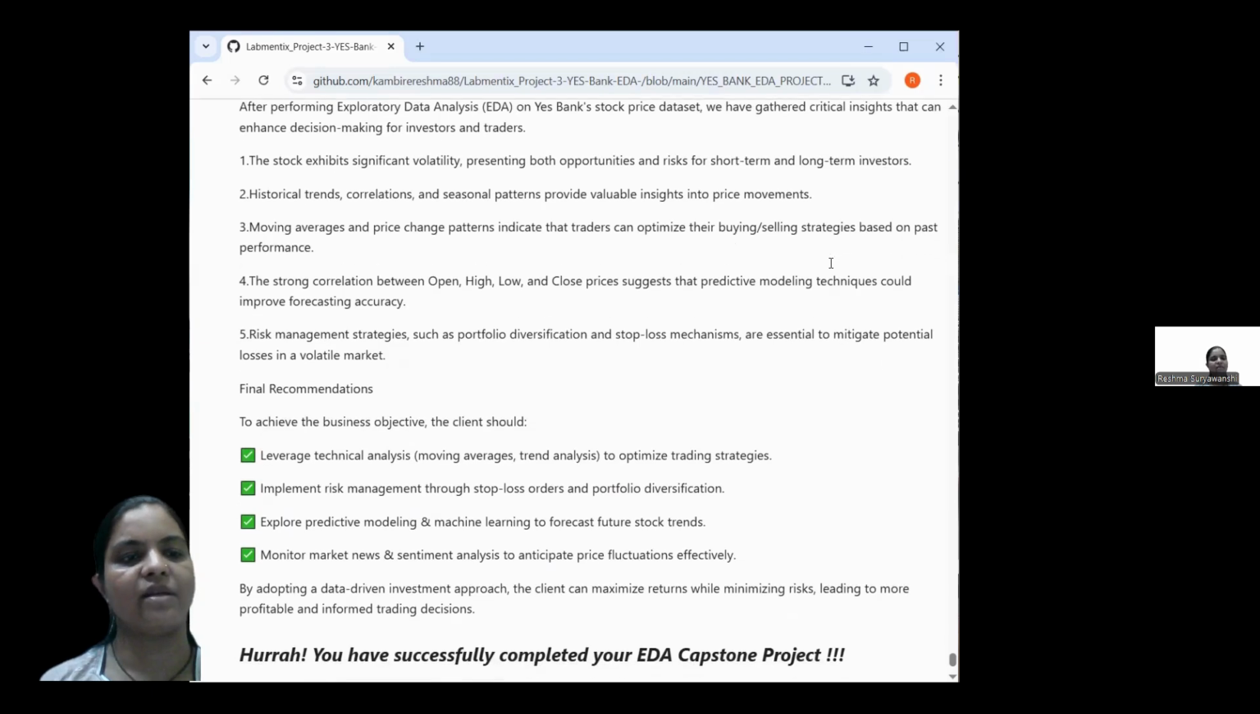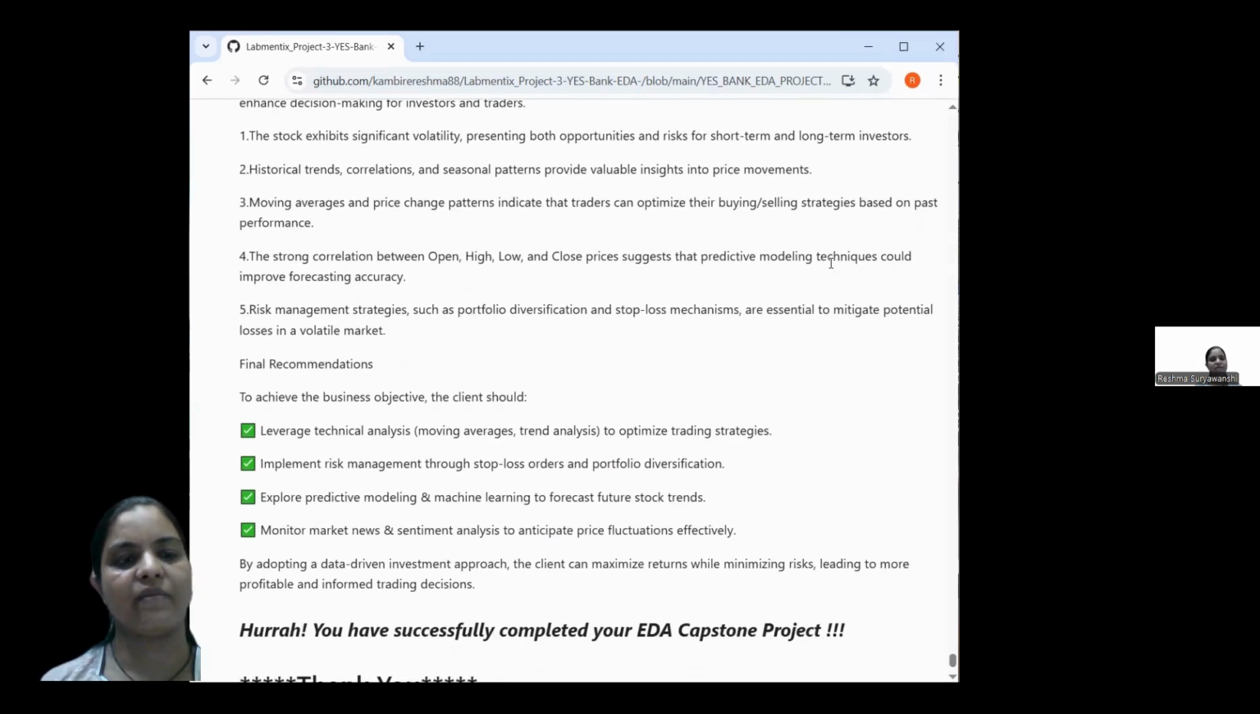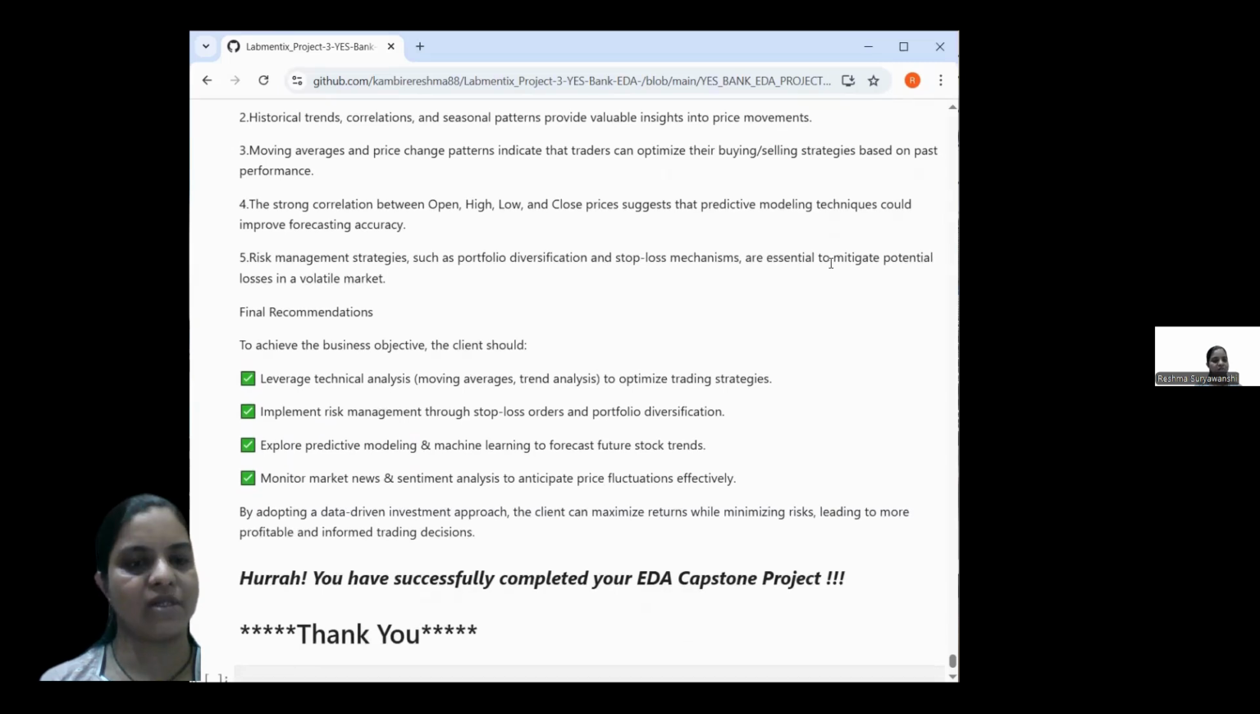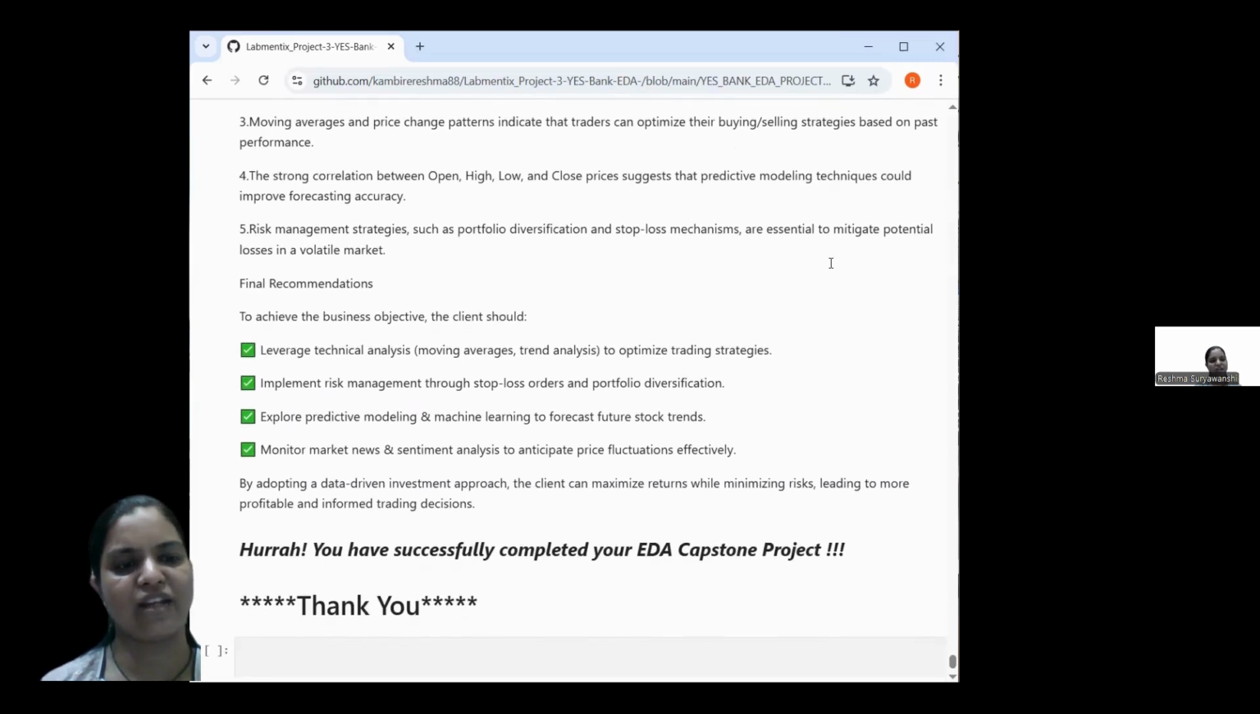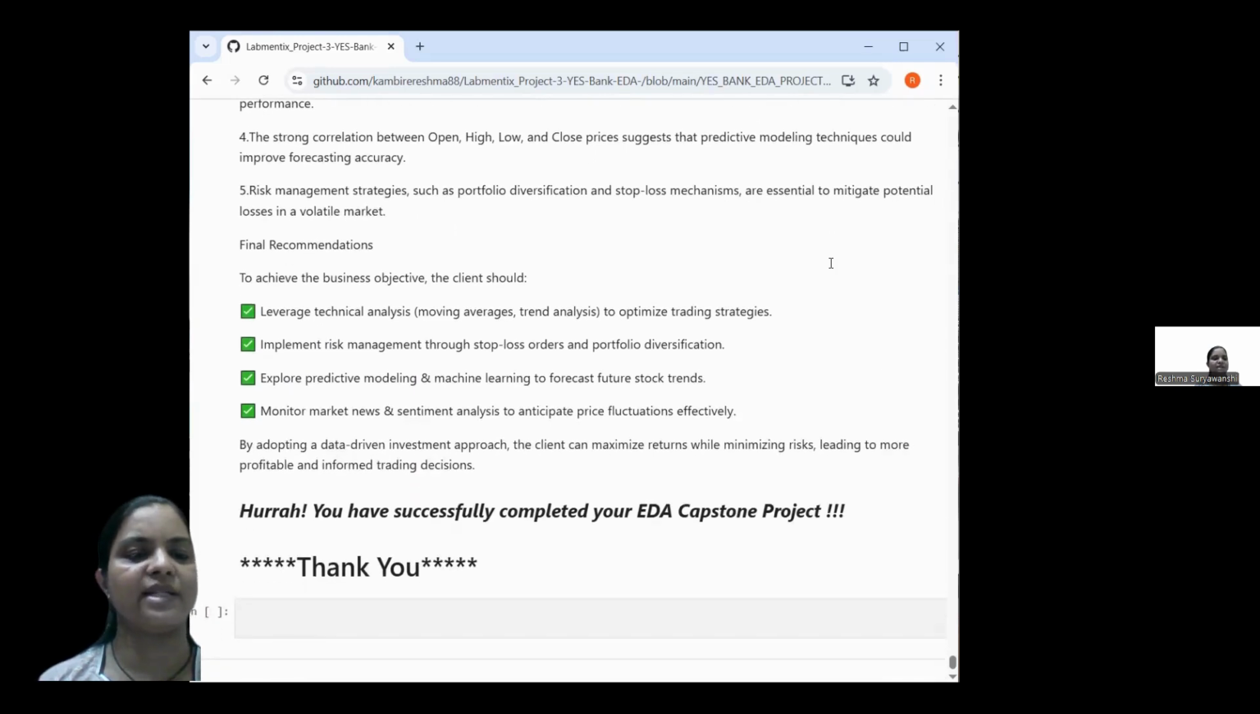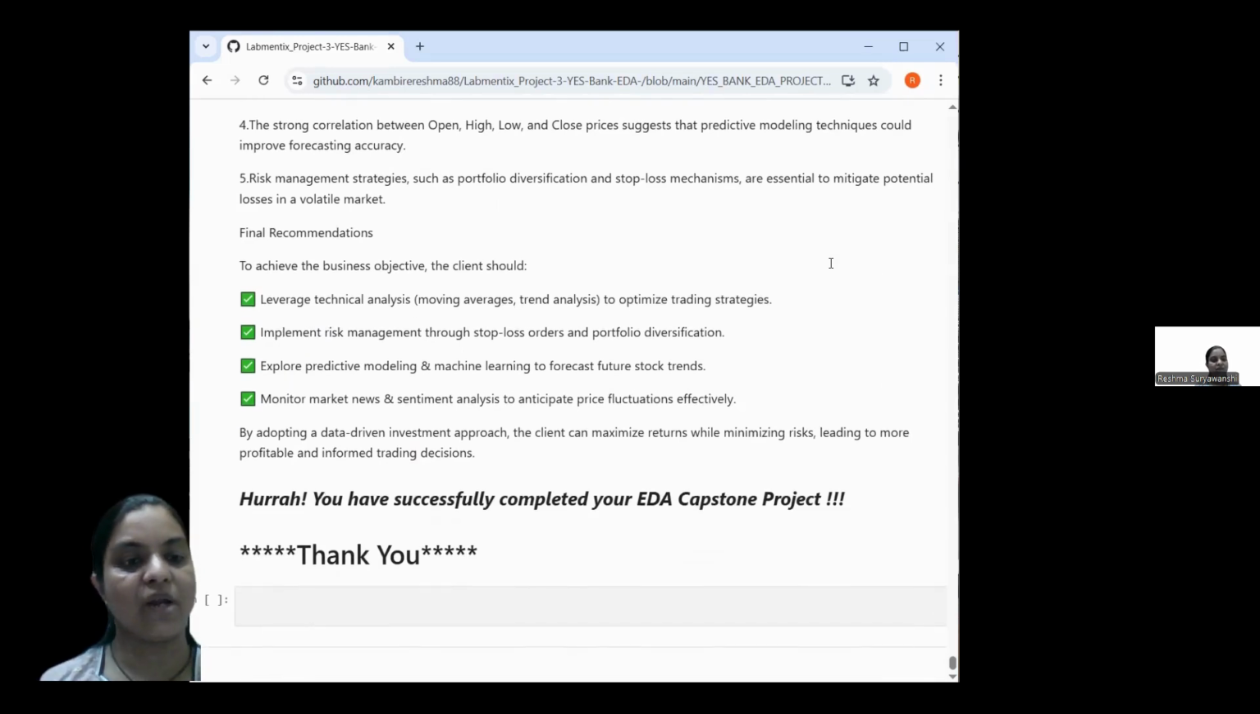risk management strategies. So, finally, to achieve the business objective, the client should leverage technical analysis, implement risk management, explore predictive modeling and machine learning to forecast future stock trends, monitor market news, and use sentiment analysis to anticipate price fluctuation effectively. So, by adopting a data driven investment approach, the client can maximize return while minimizing risk, leading to more profitable and informed trading decisions.